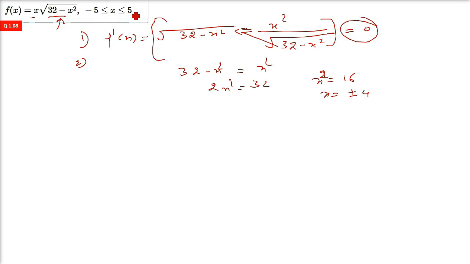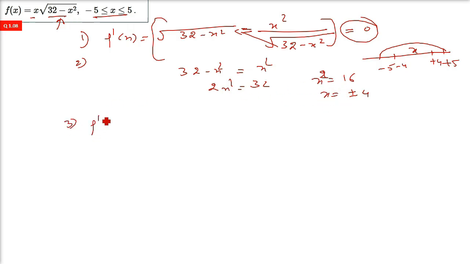Now this plus and minus 4 should be in between the interval provided, negative 5 and 5. You can just check it, and I can assure you that both these values are admissible, or we have to take both the values in order to get the local minima and local maxima.